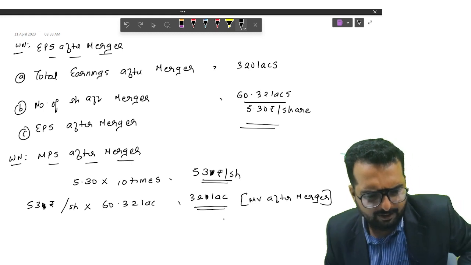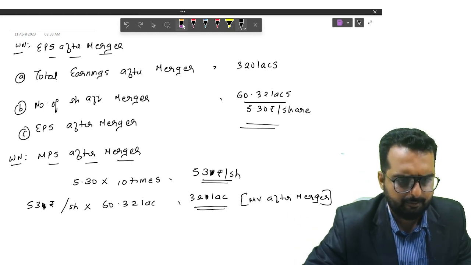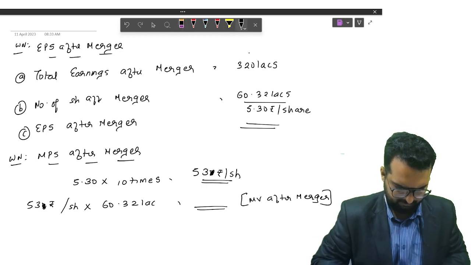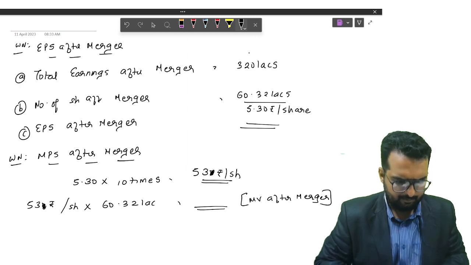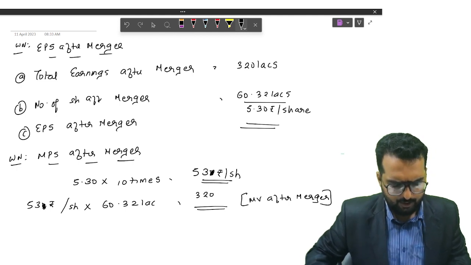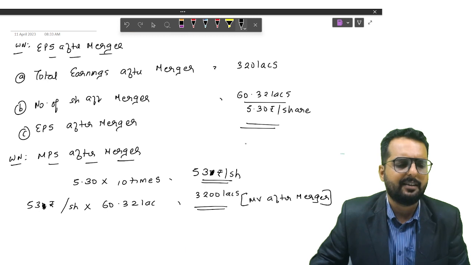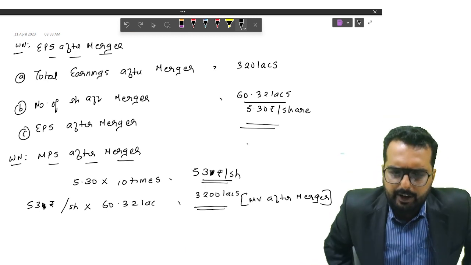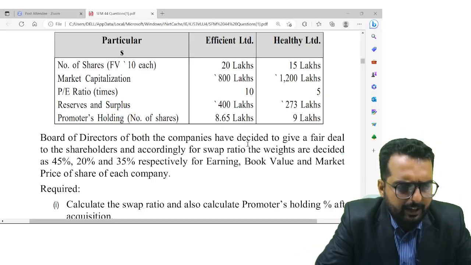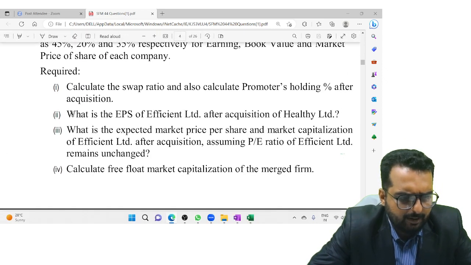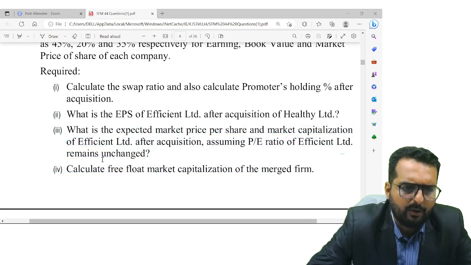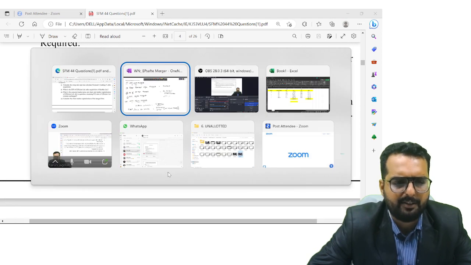Sorry friends. I think down I have done it correctly, right? Yeah, here I have done it correctly. You will get approximately 3,200 lakhs as the market value after merger. Correct? Alright, so we are done with this part also. Okay, let's go and read the remaining requirements. So we got the EPS after merger. We got the expected market price and market capitalization after merger. Now they just want you to find out the free float market capitalization. Shall we go and do that?